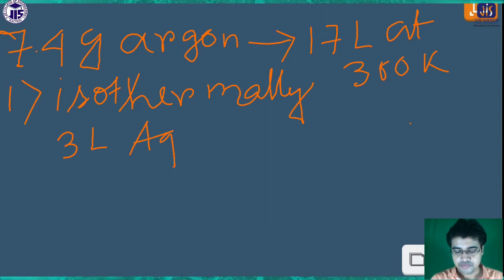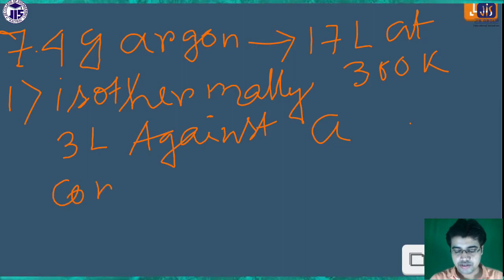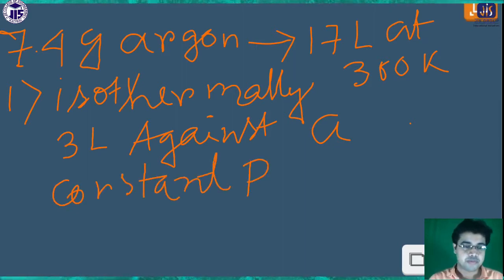against a constant pressure, what is the pressure? Pressure is also given: against a constant pressure of 700 atmosphere.